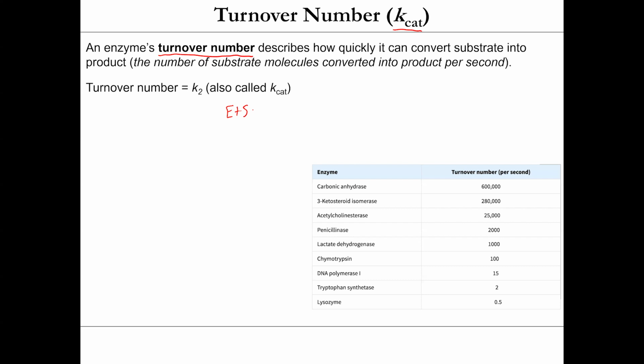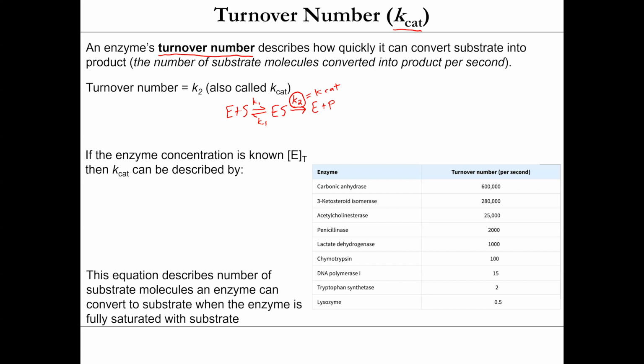Enzyme plus substrate is converted into enzyme substrate complex. K1 is the forward rate constant. K negative 1 is the reverse rate constant. And then K2 is the conversion of enzyme substrate to enzyme plus product. So K2 describes how quickly the enzyme substrate complex can be converted into enzyme plus product. So the turnover number K2 is also sometimes called kcat, just because it describes that catalytic turnover constant.